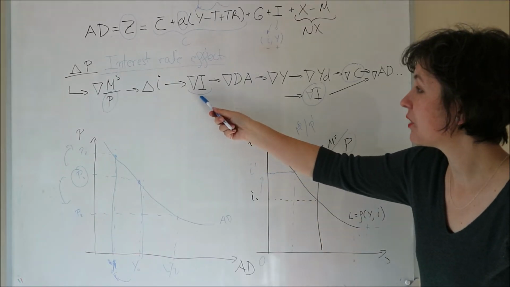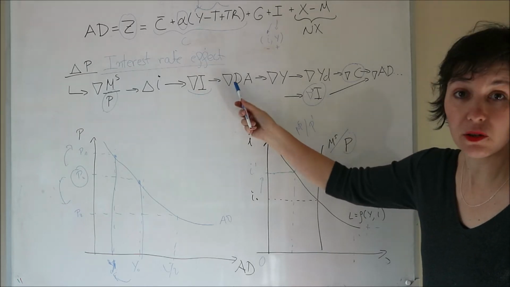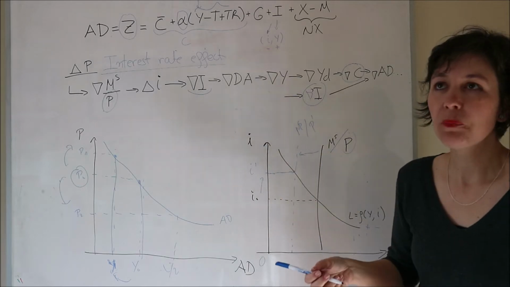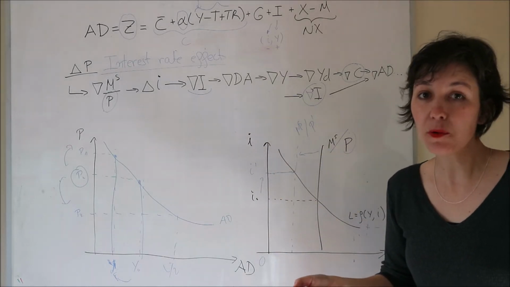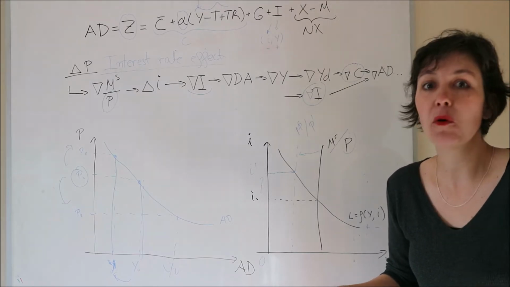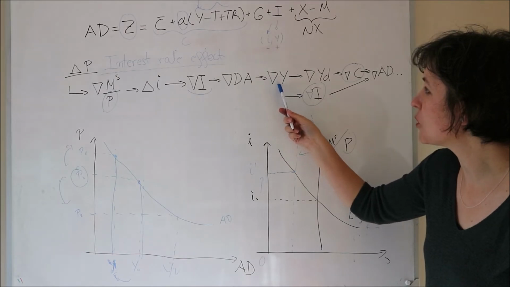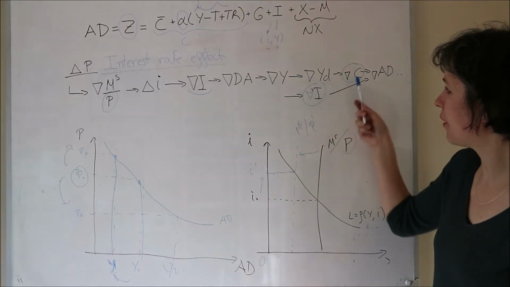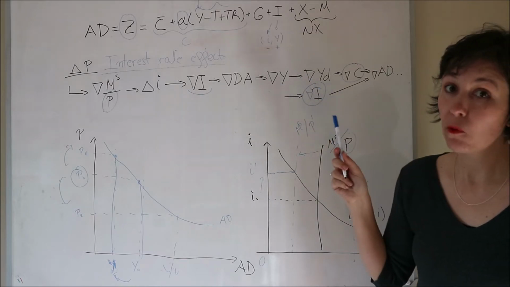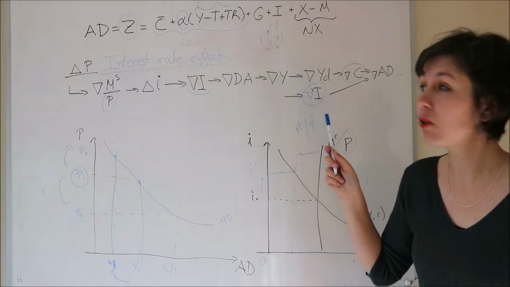And less investment means a lower aggregate demand, since it's one of the components of the aggregate demand. Lower aggregate demand means that people are not buying, so the output is going to decrease. I don't want to produce, as a producer, things that no one is buying. So less aggregate demand means lower output. And here we have two effects or two channels. Lower output means fewer people working, so that means lower disposable income.